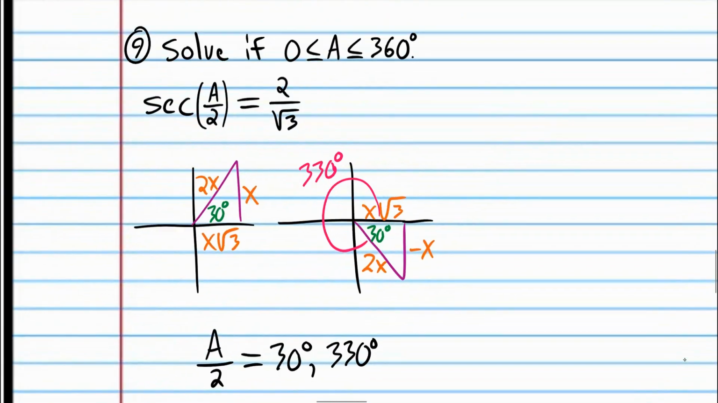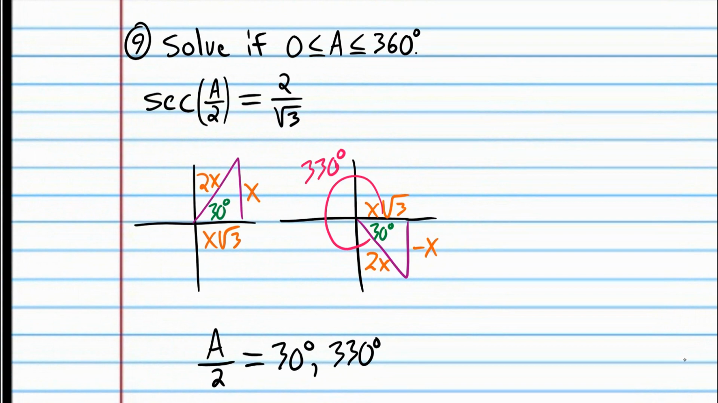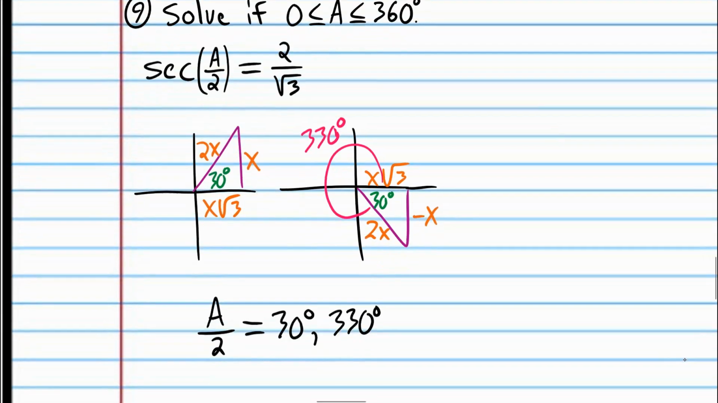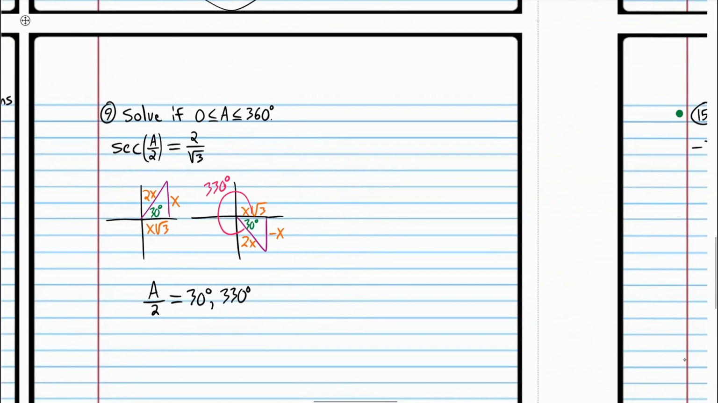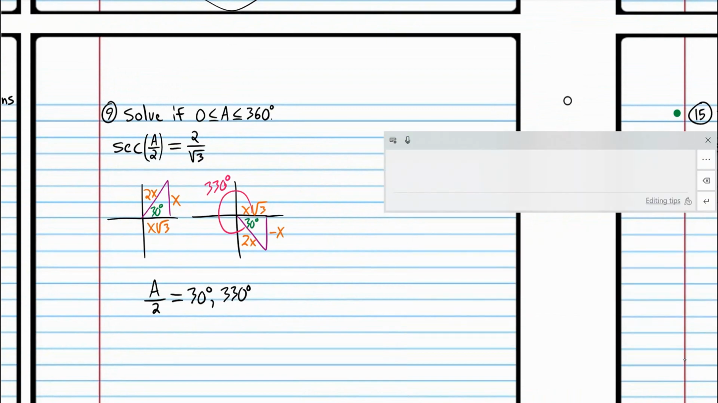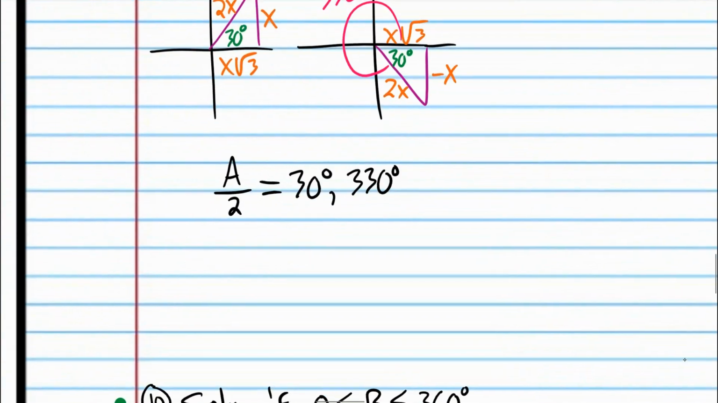But in the previous problems, when we multiplied the angle by some whole number, we had more solutions than we thought we would. But in this case, because we're dividing, we're actually going to have fewer solutions than we would expect. Normally we have 2 solutions, but now we're probably going to have only 1. So we're going to have half as many solutions.